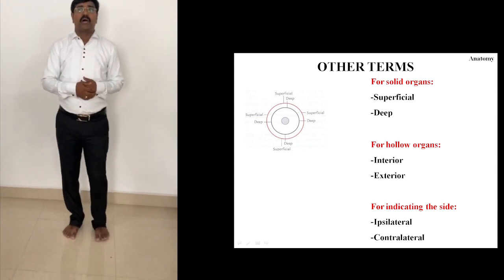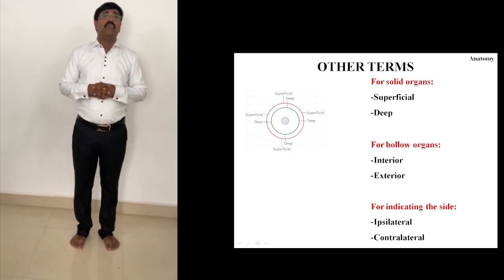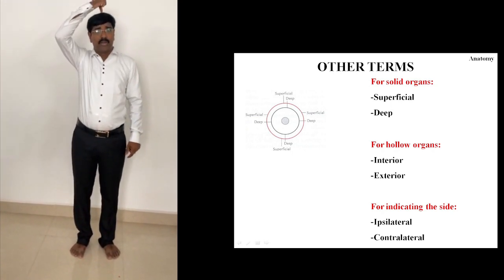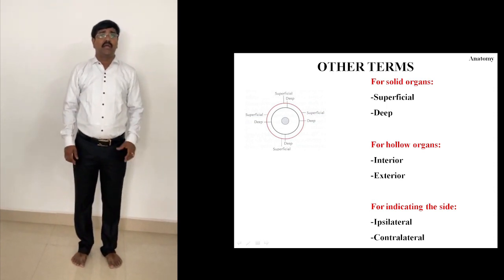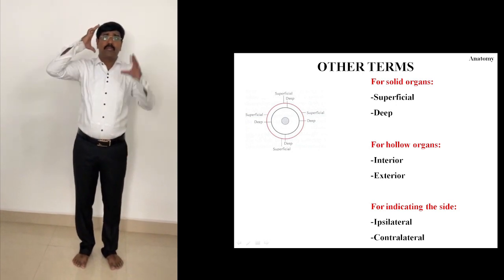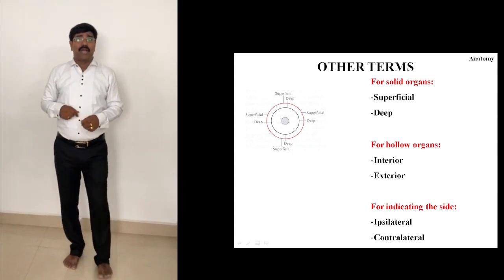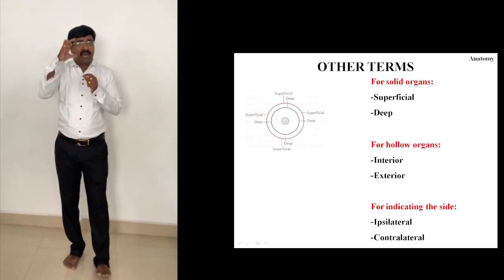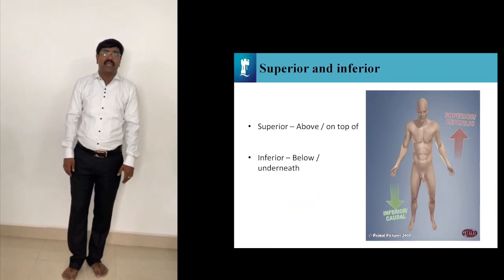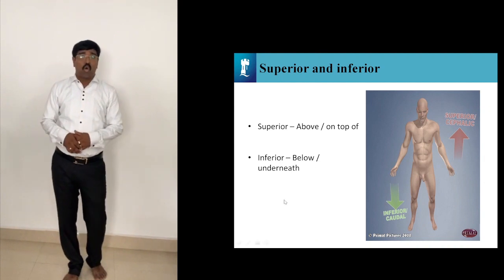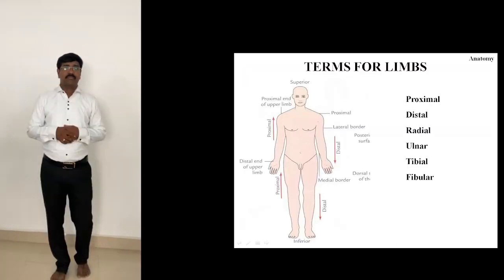Moving on to the next terminology. Just now we said two words, superior and inferior. There are two other terms. The superior part is the head, so I can call it cephalic. Cephalic means head, and the one which is lower or inferior I can call caudal. So cephalic is superior, caudal is inferior.